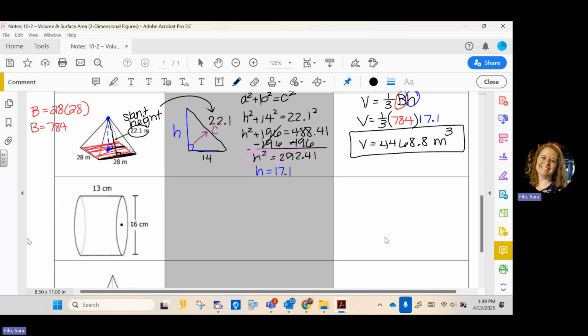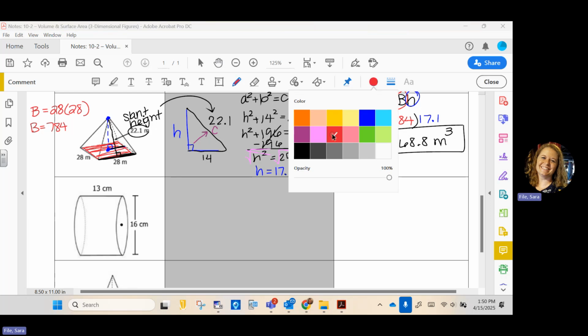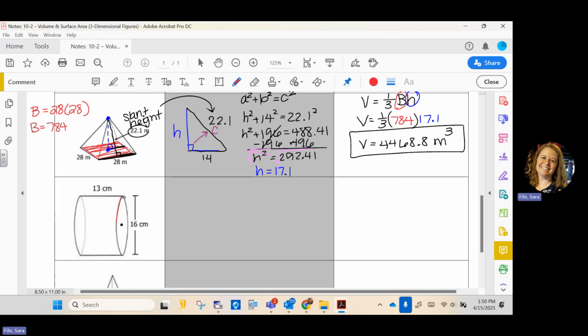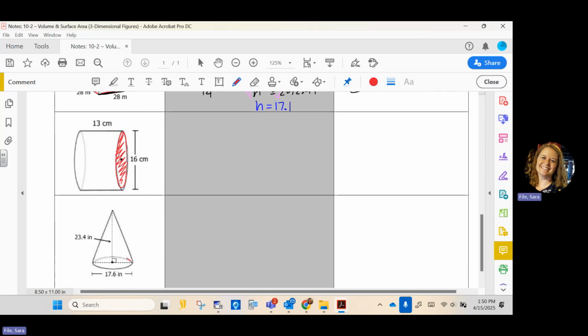All right, now we're going to look at the two that have circular bases. So a cylinder and a cone. Now this cylinder is on its side. It's not sitting on its base. The base of a cylinder is a circle. This is like a can. It's just laid on its side. So the circle is the base in both of these. One of them is sitting on the base, one of them is not. But the circle is the base.